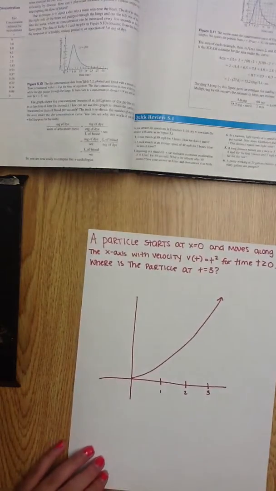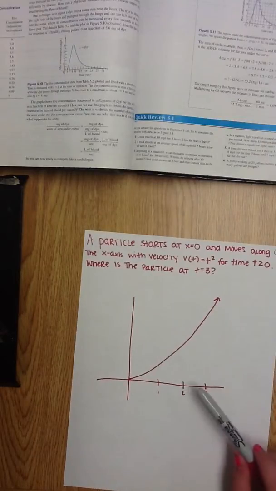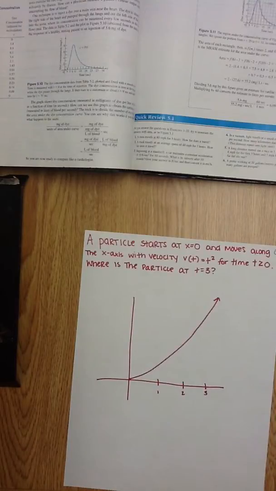A particle starts at x equals 0 and moves along the x-axis with velocity v of t equals t squared for time t greater than or equal to 0. Where is the particle at t equals 3? Let's begin the problem by drawing the graph like I have here. You should draw this graph in your notes for reference. A visual always helps to better understand the problem.